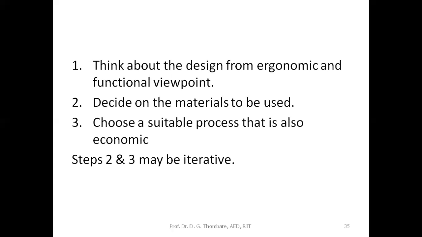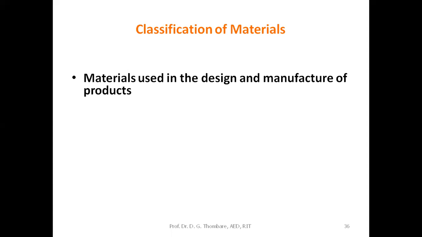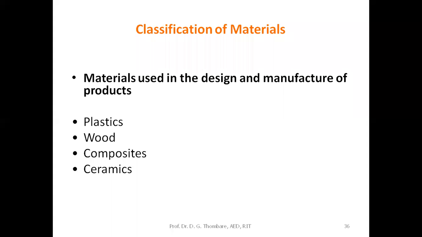Then go for deciding the material which can be used and select a suitable process to manufacture these materials. If you have multiple materials in your choice, you can carry out multiple iterations of steps number 2 and 3 in such a fashion that you can evaluate materials to the best possible level. Now we'll take certain examples and with the examples we'll try to understand how this can be done.